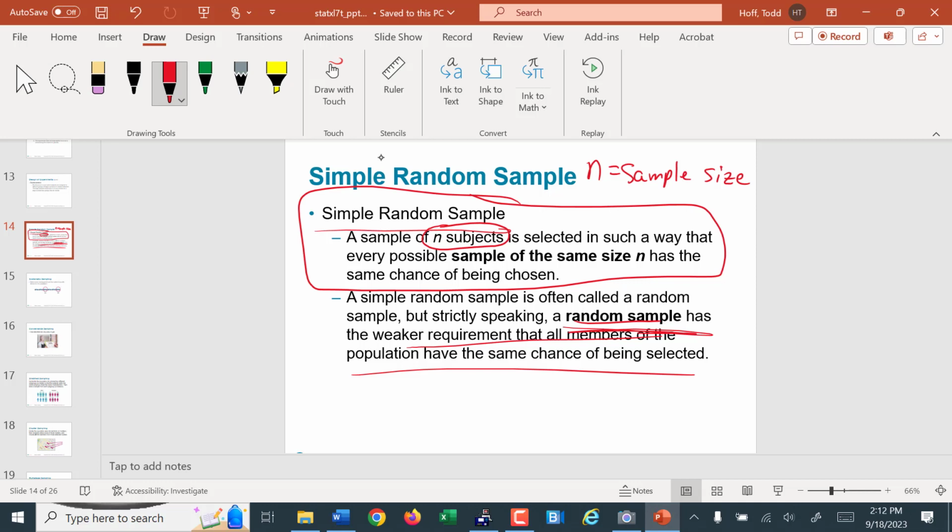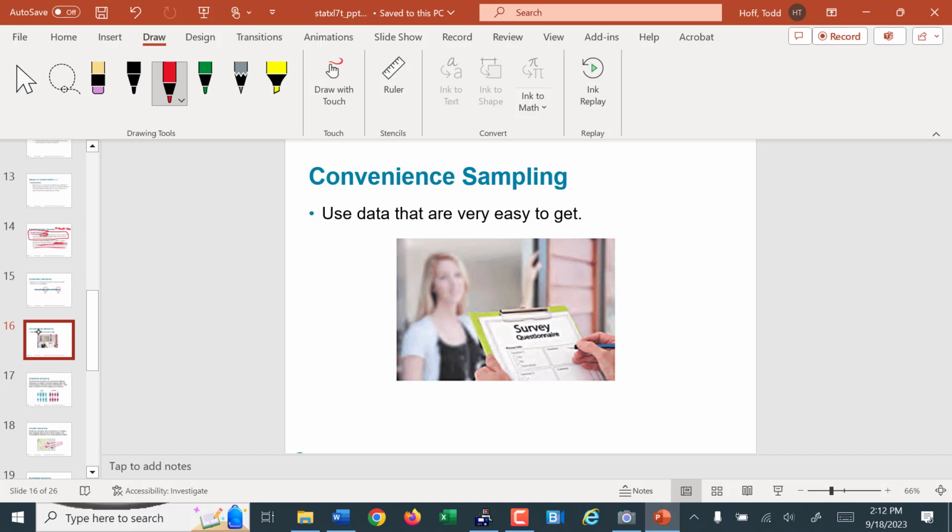So that we have to have the chance of those bad samples still included. So one is a convenience sample. We just use the data that's easy.